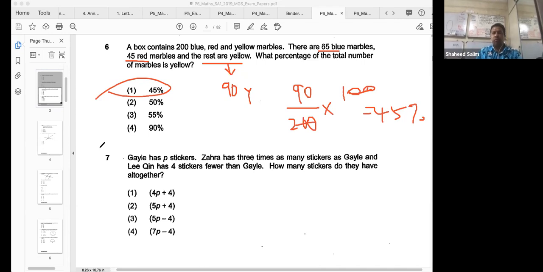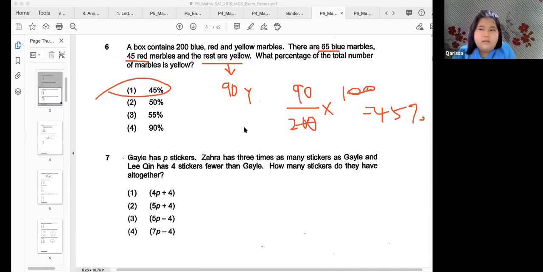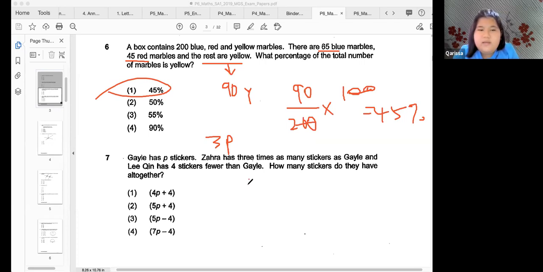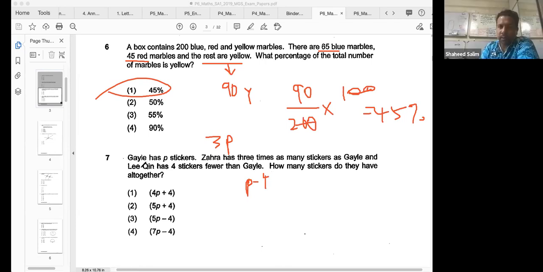Okay, we're going to go through together. Maybe we ask Putri to go through. Okay, Putri, Zahra has how many stickers? 3P. 3P, correct. So Lee Chin, how many stickers did Lee Chin get? P minus 4. Good.